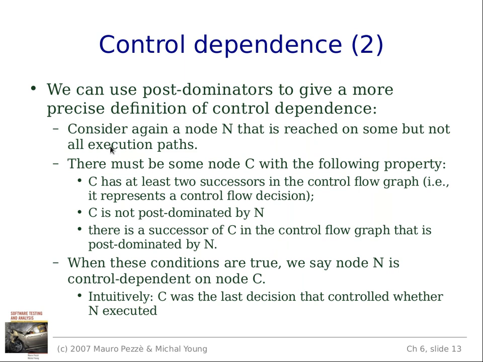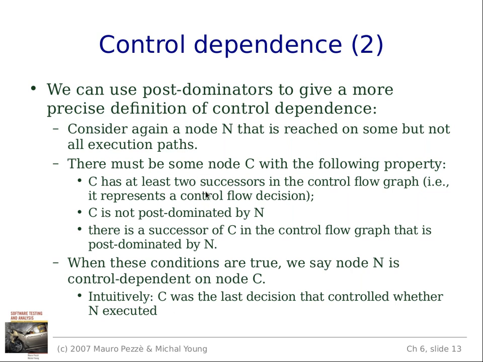Okay, control dependence. Let's give a more precise definition. All right, sure. Consider a node N that's reached at some point but not executed. There's some code C with the following property. This is just the more precise way of explaining what we just did earlier. You will need to go through this for your homework.